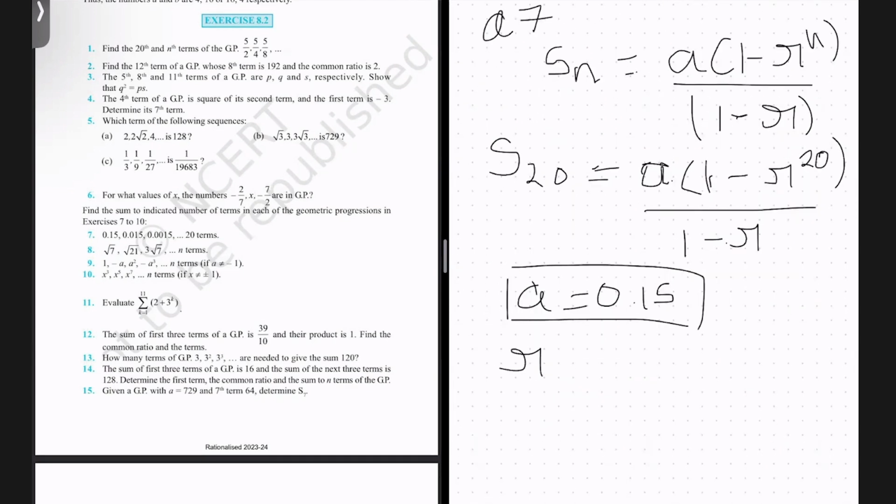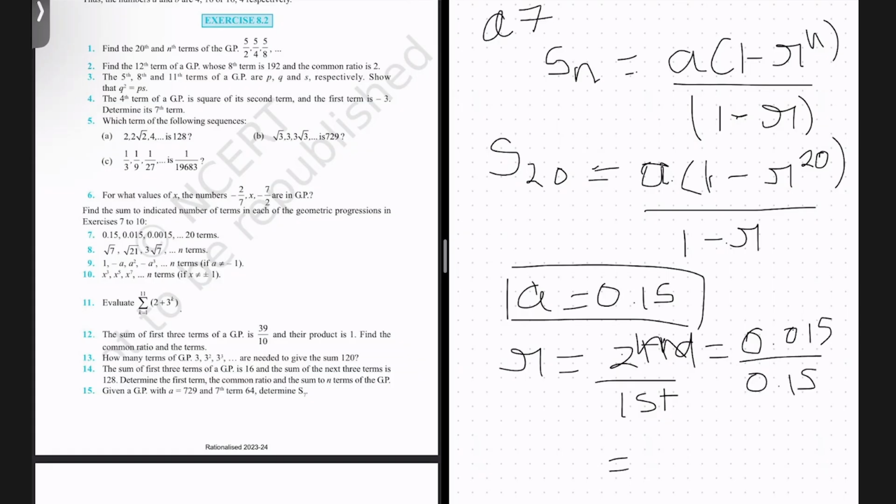Moving on, the common ratio for this GP, as we had previously discussed, is found by dividing the second term by the first term, and when you do that, what we obtain is 0.015 divided by 0.15. So the common ratio is nothing but 0.1. Now we are going to plug these values into the formula that we had obtained for the sum of the 20th term, and find out what that is going to be.